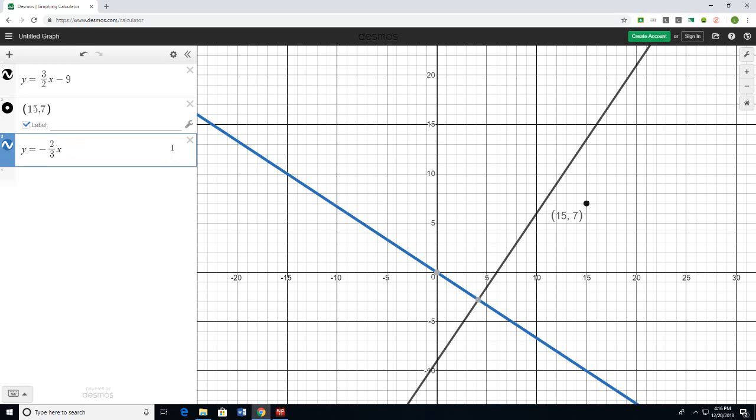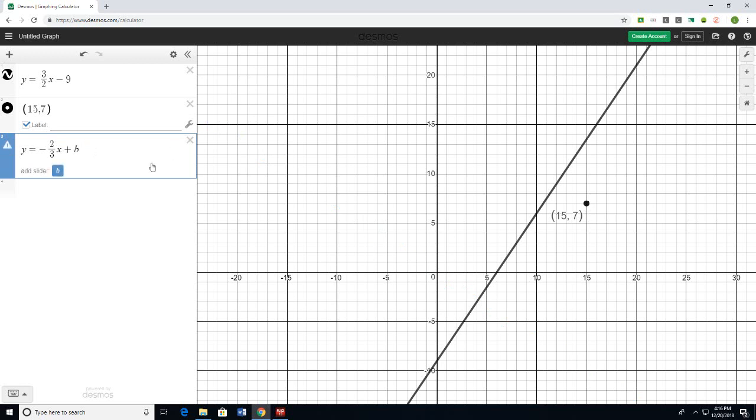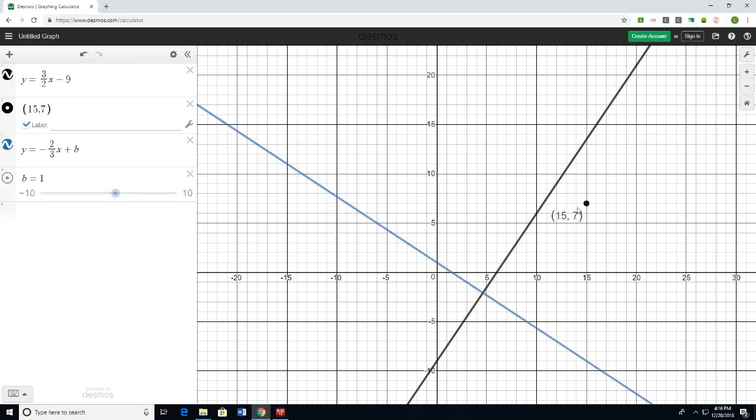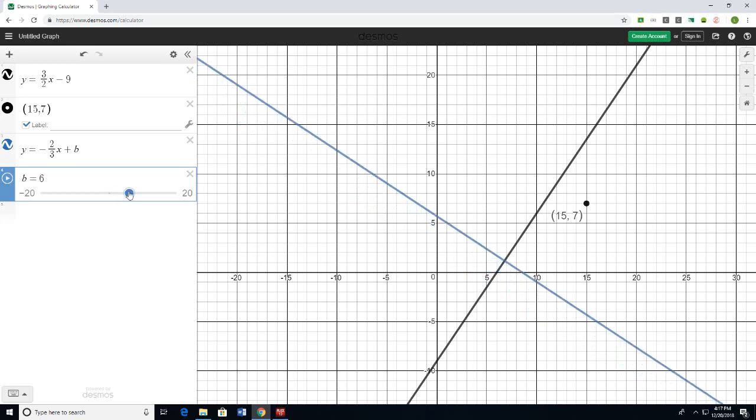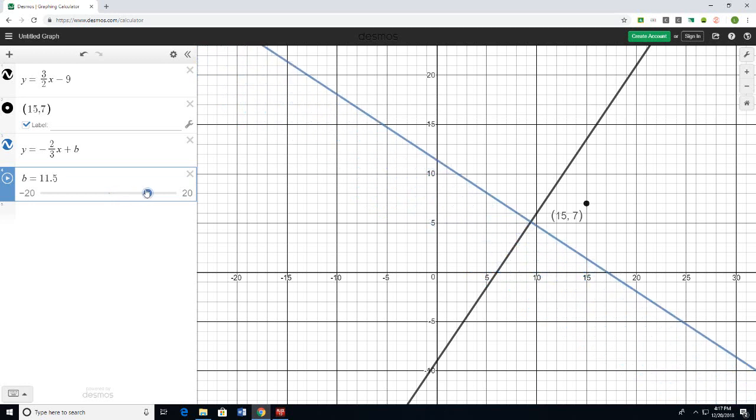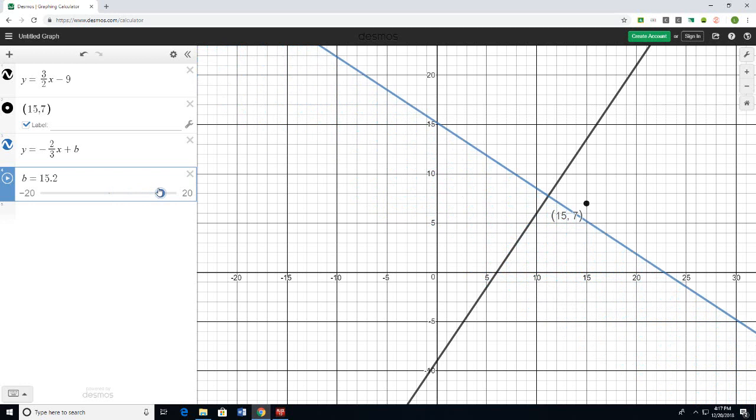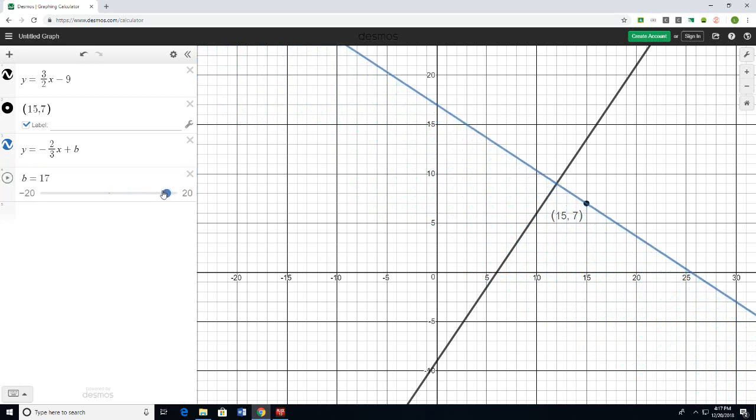But we need to move this line in order to make it touch this point here. So I've gone ahead and put in a slider so that we can move this line around. So if I move it up, I'm getting closer to that one. And finally, when we get right here at b equals 17, we now have a line that is perpendicular to the given line and passing through the point desired.